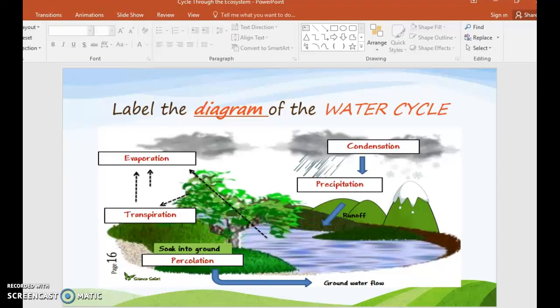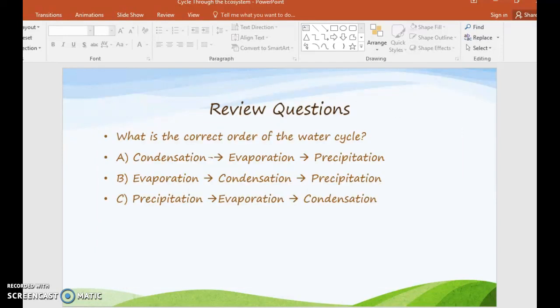Feel free to pause the video here, rewind it, play it back, look over it, and get your notes filled in. If you didn't understand a word, feel free to Google it. Make sure you get your vocabulary words from this unit down. So if you've been paying attention, here's the question. What is the correct order of the water cycle? Will it be A, B, or C?